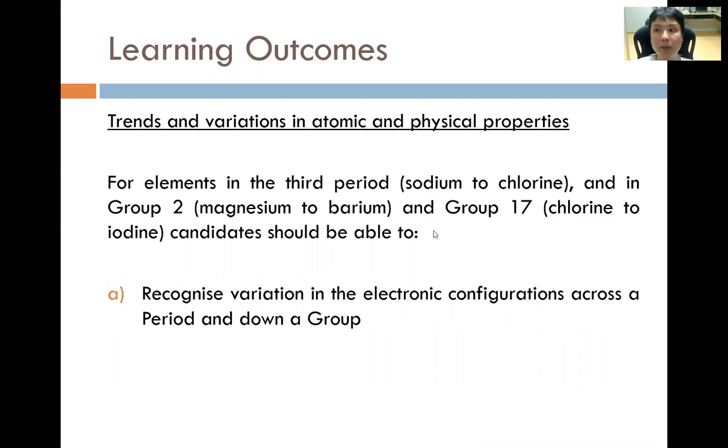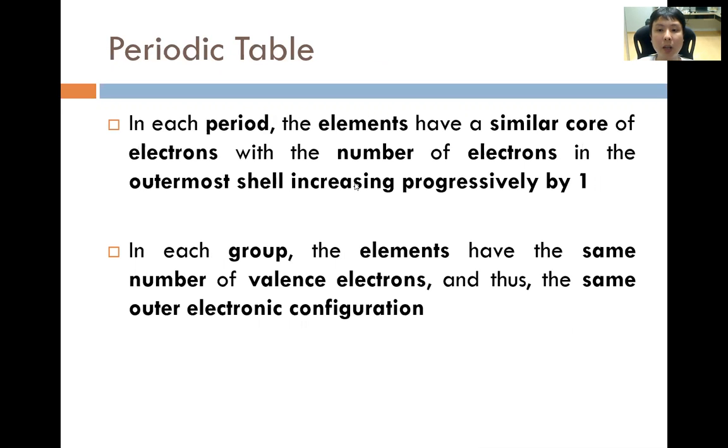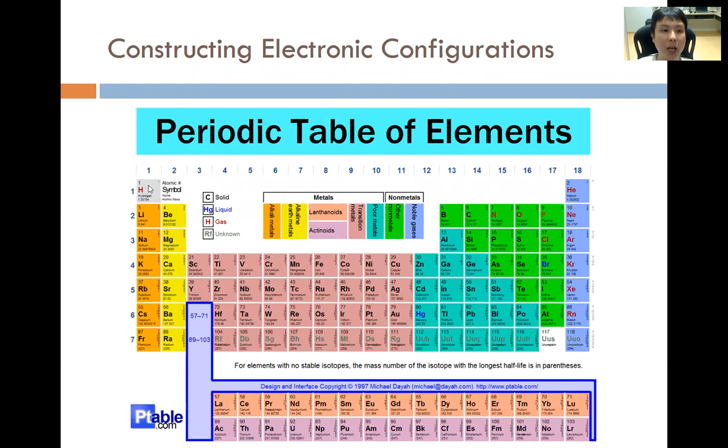So to begin with, let's discuss a bit on the periodic table. The periodic table is a table of chemical elements organized on the basis of their properties, with elements arranged in increasing atomic number. If you look at the periodic table, hydrogen has this number 1, which is the atomic number. This 2 is the atomic number of helium. So you can see that they are arranged in increasing atomic number: 1, 2, 3, 4, 5, 6, 7, 8, 9, 10, and so on.